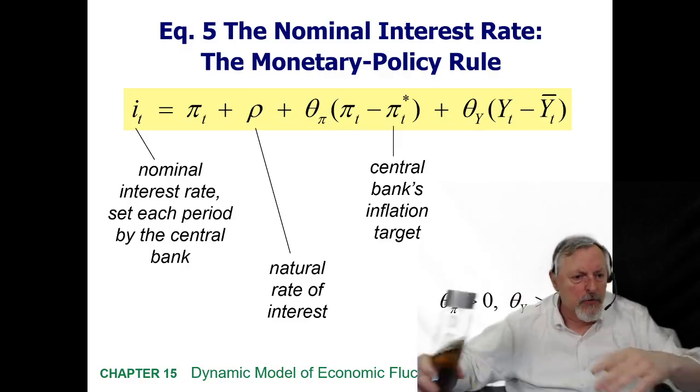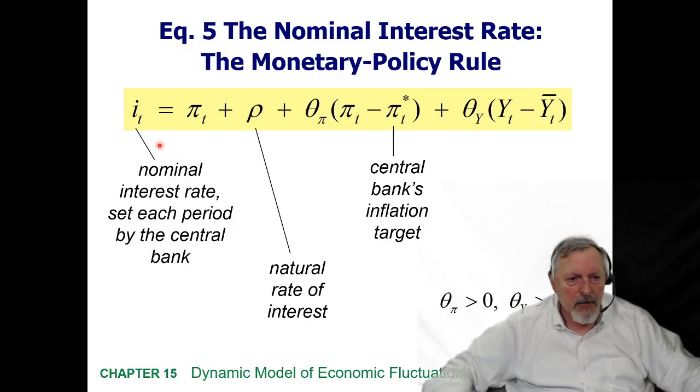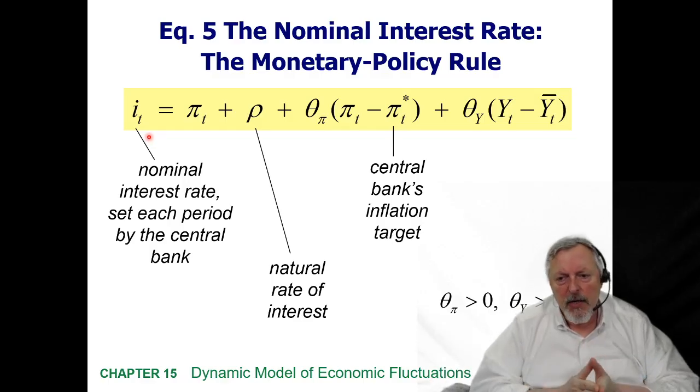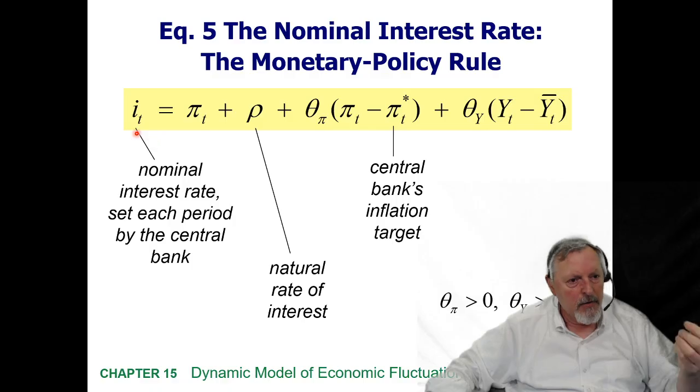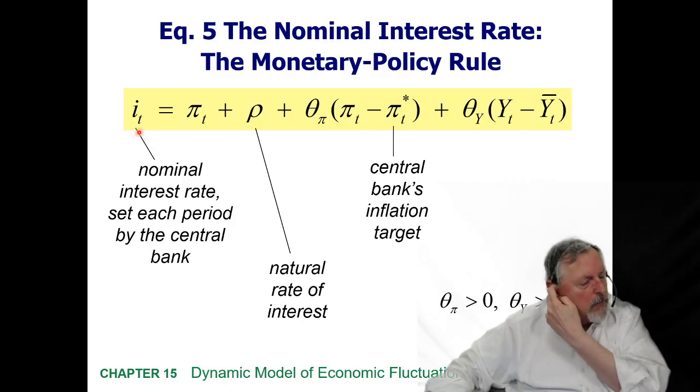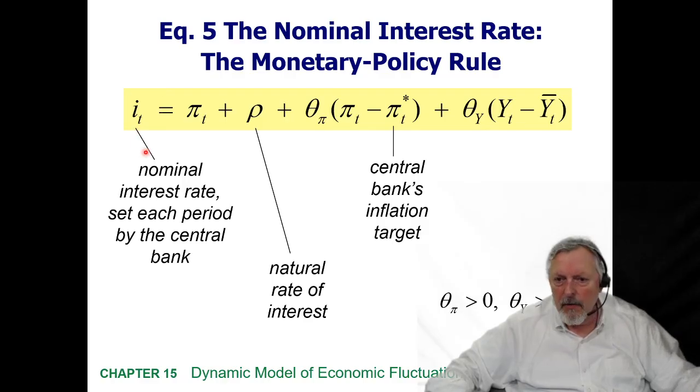Okay. First, the nominal interest rate explicitly becomes the central bank's policy variable. It's what they want to achieve, not the money supply anymore. The money supply is just a means to the end of achieving the nominal interest rate. The money supply is still present behind the scenes. It's just that the central bank will use the money supply not as an end, but as a means to get here.